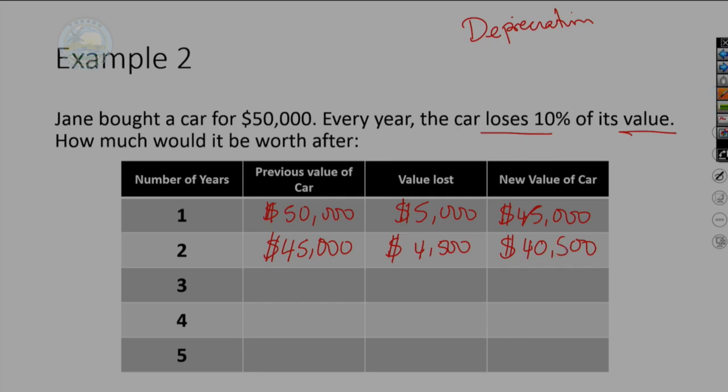Yeah? Now, what's going on? Here we have the car being worth 40,500. It's going to lose 10% of this value, so now it's going to go down by 4,050. So the value of the car now goes to, what's that?